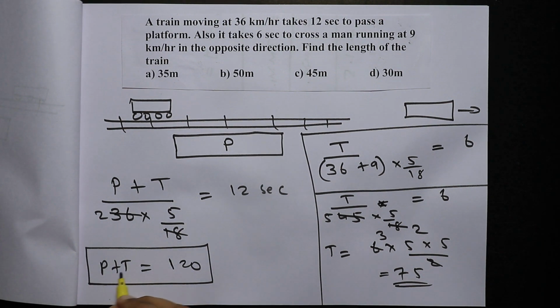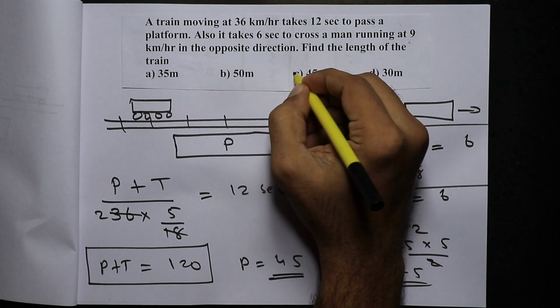So P plus T, that is 75, is equal to 120. So P plus 75 is 120, or P you will get it as 45. So P is the length of the platform, that is 45 meters, that is option C.